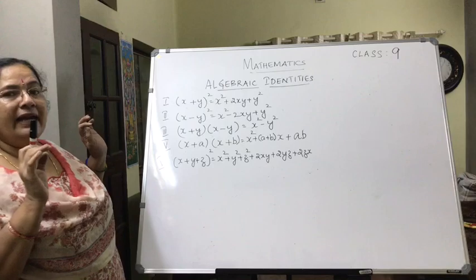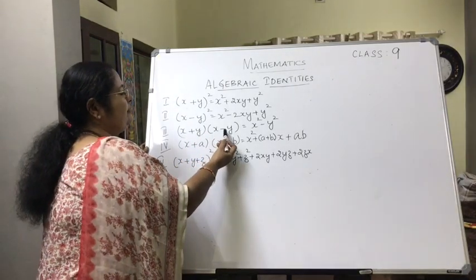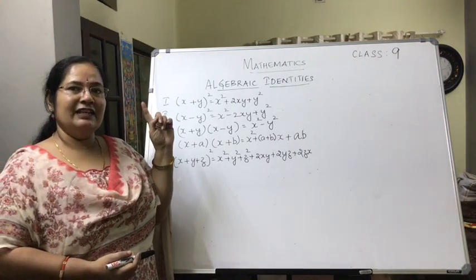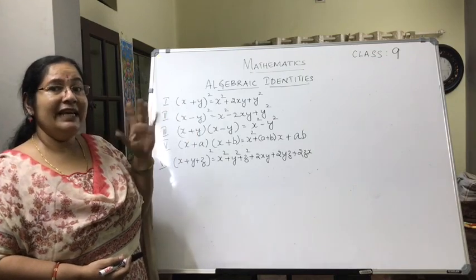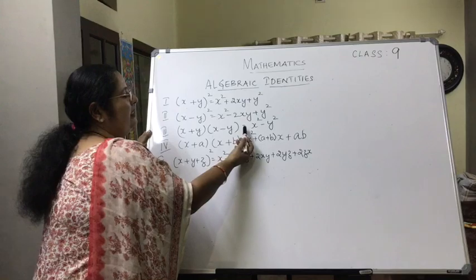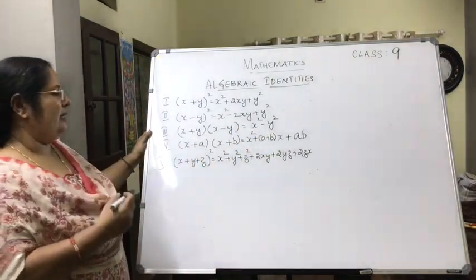Now the third identity is x plus y into x minus y. This we have used for rationalizing. Very often we have used it, isn't it? But there we have taken it as a and b. So x plus y into x minus y is equal to x square minus y square.